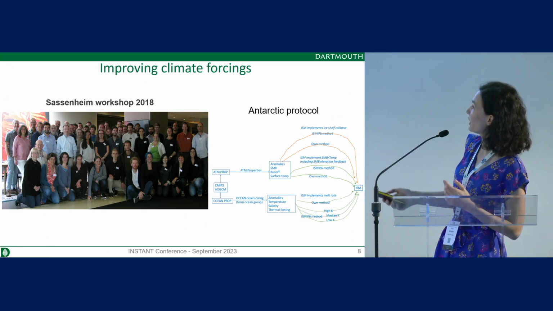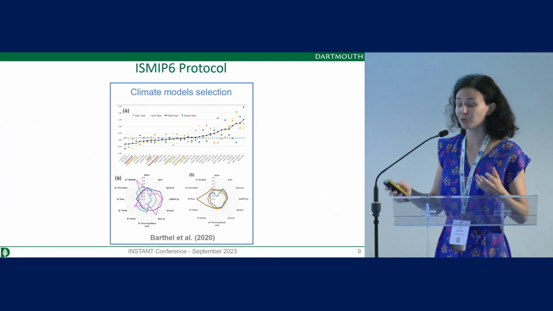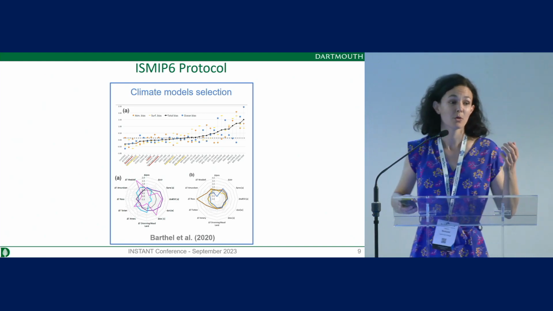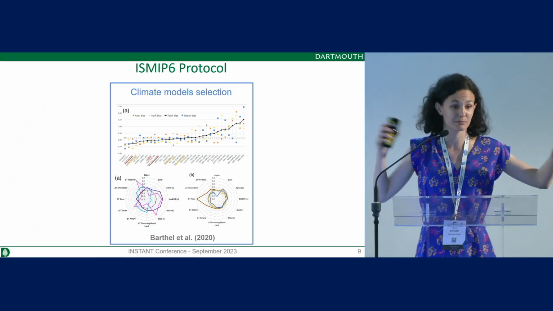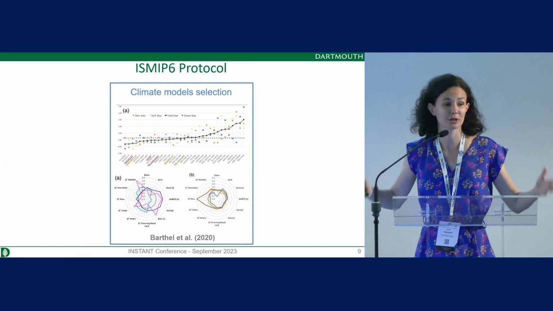If I want to summarize that quickly, there were 3 things. The first thing was to select which climate models we would use, because there are several dozens of those, and we cannot run that many experiments.